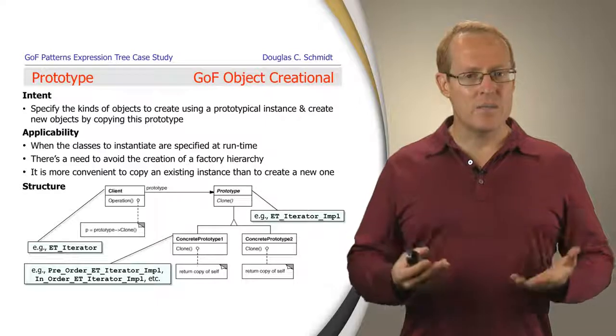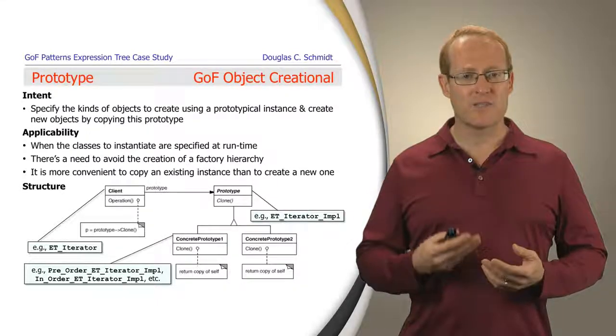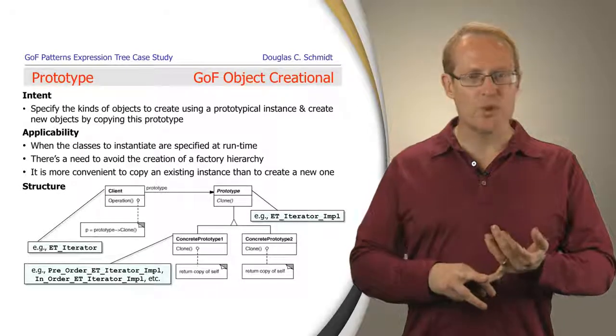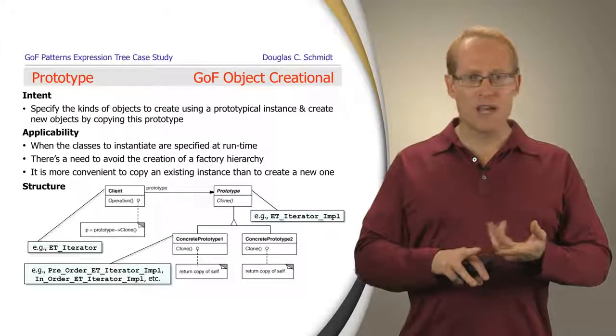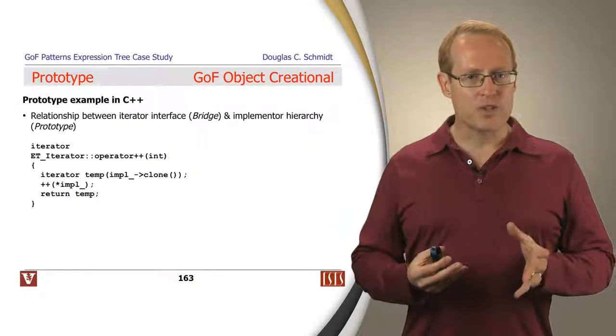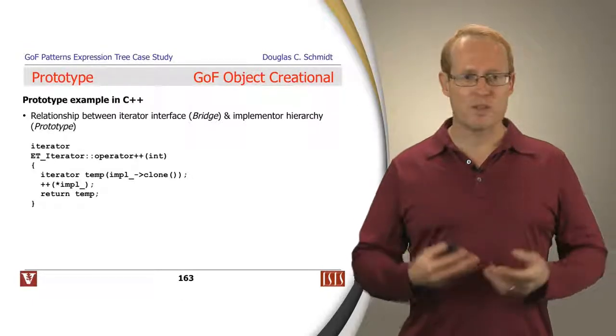And then we can subclass from prototype, from ET iterator impl, to make different kinds of concrete prototypes. Things like pre-order, post-order, level order, in-order ET iterator impls, and so on and so forth. Here's a quick illustration of this code in C++ to show how it's done. The Java code would be virtually the same.